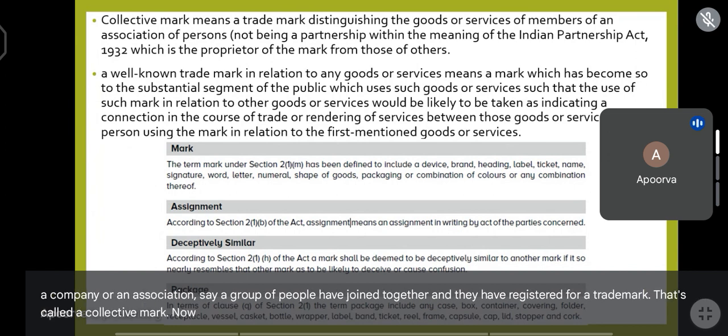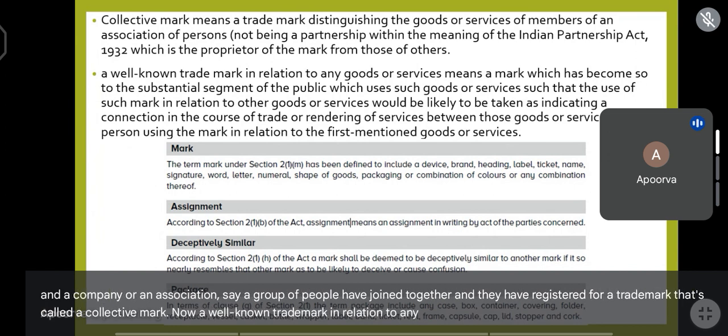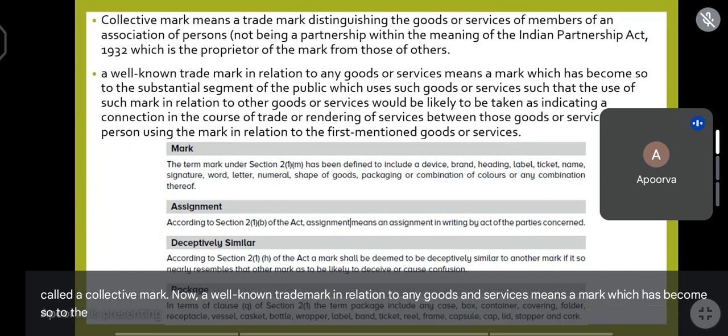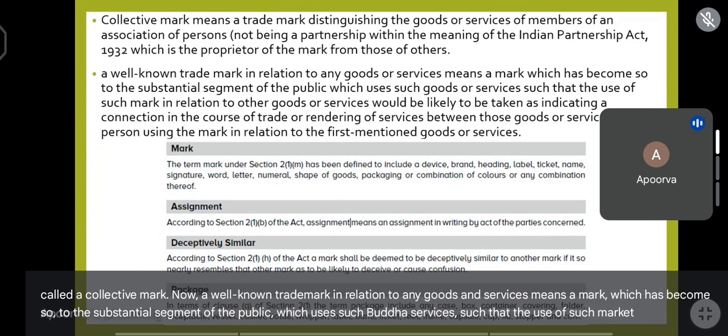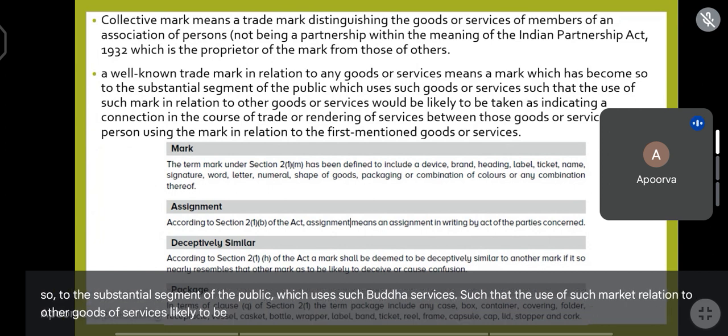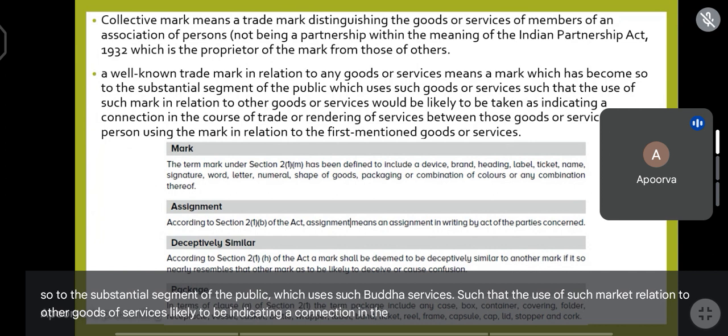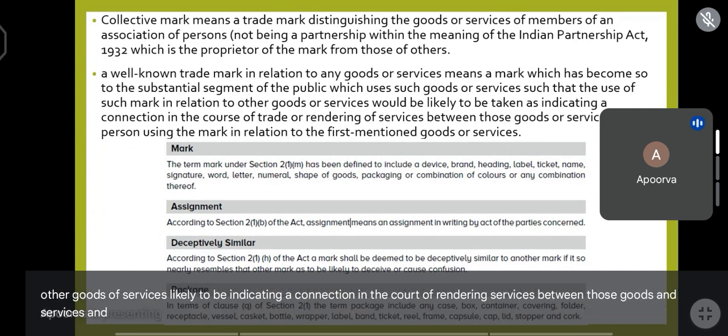Now, a well-known trademark in relation to any goods and services means a mark which has become so known to the substantial segment of the public which uses such goods or services that the use of such mark in relation to other goods or services is likely to indicate a connection between those goods or services and a person using the mark in relation to the first mentioned goods or services.